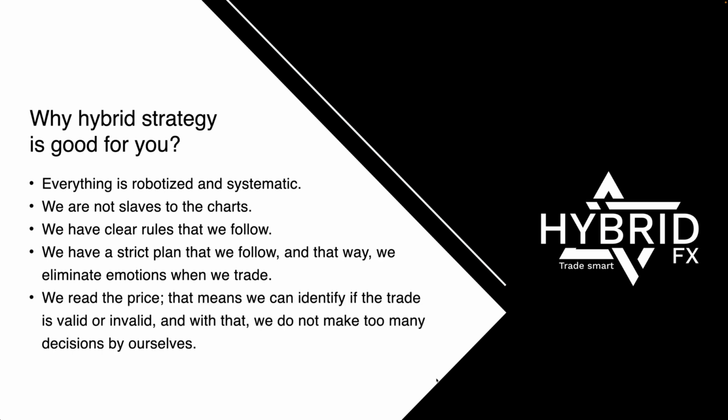Okay, so we read price action. That means we can identify if the trade is valid or not valid, and with that we do not make too many decisions by ourselves. You're gonna see we do not pick zones. For example, price is going in a downtrend, and all of a sudden you see a change of character and price starts to go in an uptrend. On the left you have a lot of zones that you can take your trades off, but we do not do that. We have specific zones that we trade off, and we know what works for us and what not.